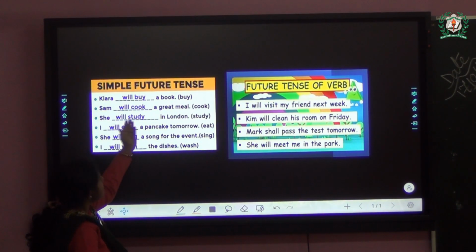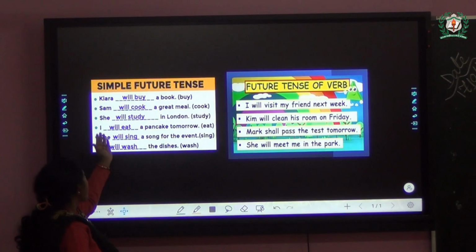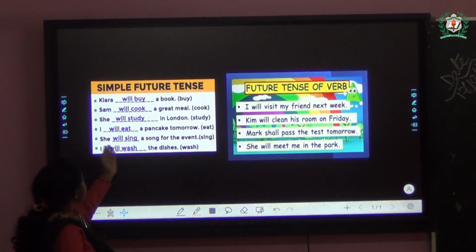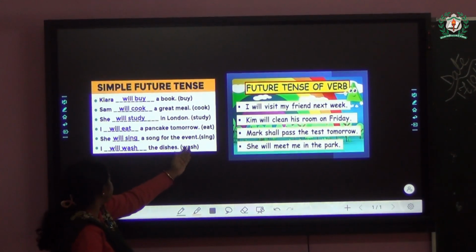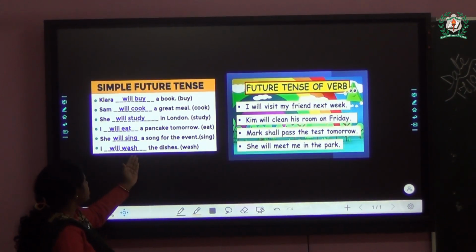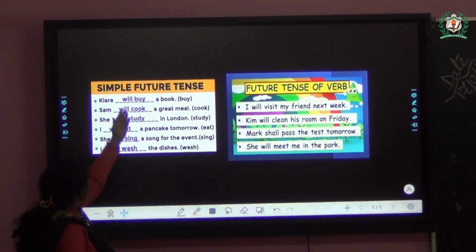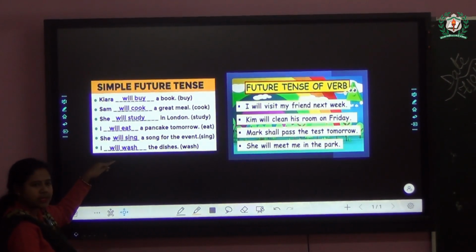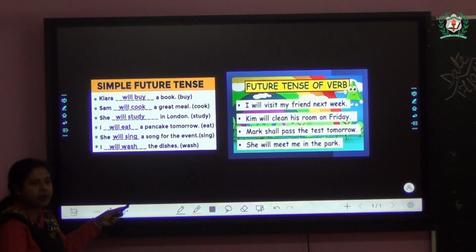So she will study in London. I will eat a pancake tomorrow. She will sing a song for the event. I will wash the dishes. So you see here, all the main verbs have taken will and it has directly become future tense.